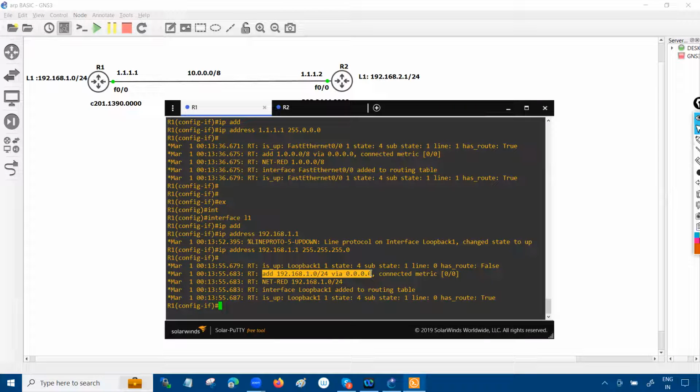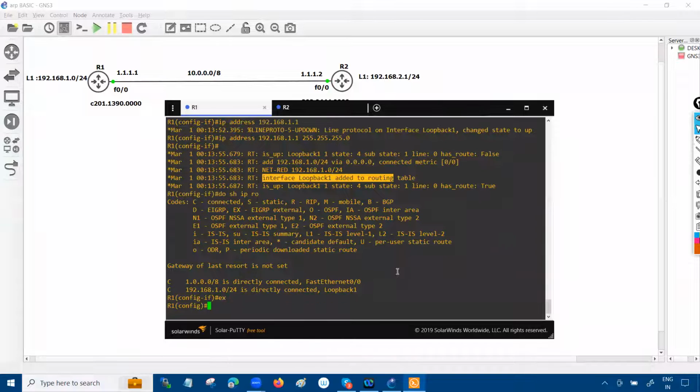Again, 0.0.0.0 means what? It's a directly connected next hop. For the directly connected next hop, we have AD 0 and metric also 0. And I'm adding this interface in the routing table as well, so that if any packet comes for this particular network, I have to route the packet on this particular interface. So now I have this information in my routing table.